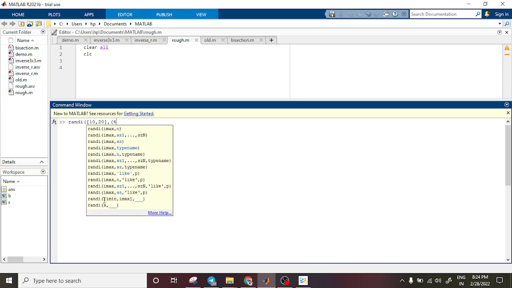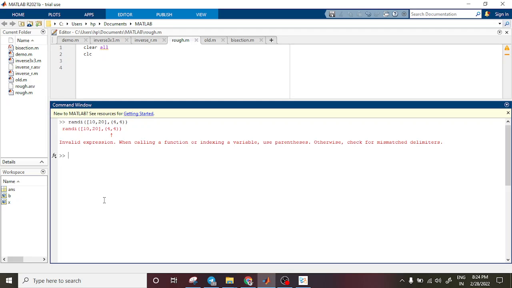So 4 comma 4 matrix, right? So here I have written 4 into 4. I cannot use that bracket. Now you can see that all numbers are between 10 and 20.